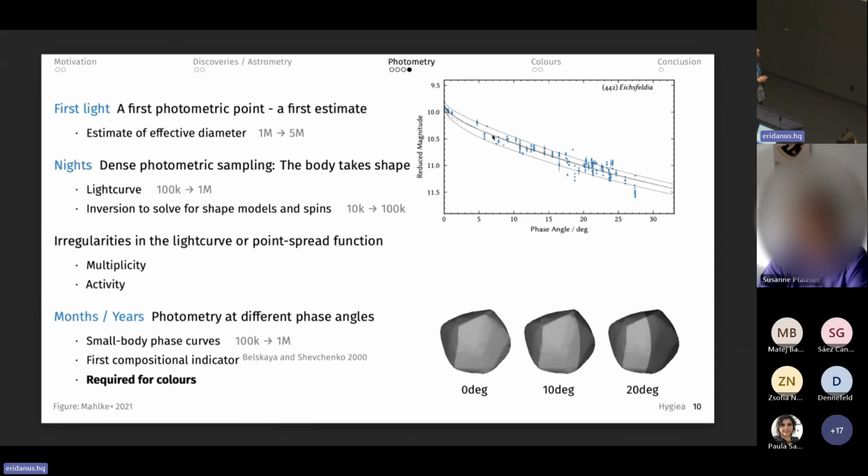And these phase curves, they're very useful because for one, they are the first compositional indicator. The shape of this curve depends on the surface composition, so we can use it as a first proxy for the composition. The second thing that will be vital for LSST is that the phase curves are required to make use of multiband photometry of colors, which will be the next thing that we talk about. But first, we can do so much with just single band photometry. I made this list and I was really amazed myself.